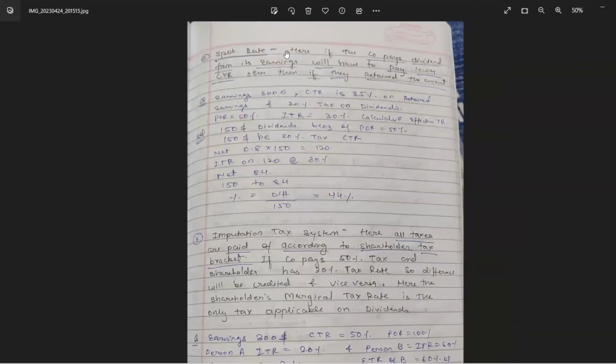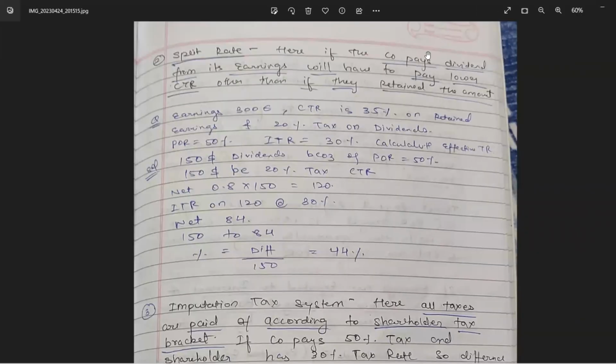The second system is the split rate system. Here, if the company pays dividends from its earnings, it will have to pay a lower CTR than if it retained earnings. So the tax will depend on whether the company pays dividends from its net income or not. If the company pays zero dividends, then it will be taxed at a higher percentage than if it pays dividends. Suppose a company that pays dividends will be taxed at 20%. If the company doesn't wish to pay any dividends, it will be taxed at 30%.